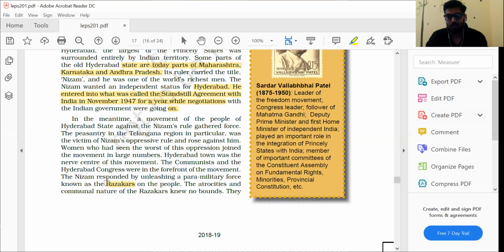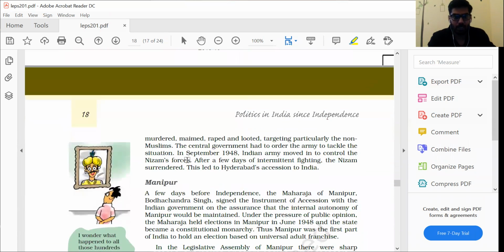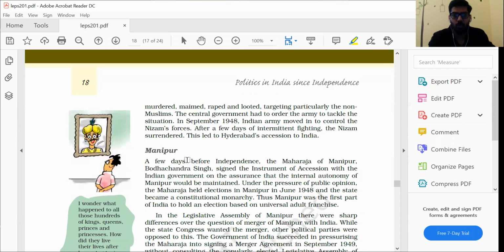Now, these Razakars started killing people, raping women, especially Hindus, because they said that we want to be a part of India. And he's like, no. And there was a standstill agreement, which means India could not intervene for 1 year. So imagine what the Razakars would have done for a year in Hyderabad. The atrocities and criminality of the Razakars knew no bounds. They murdered, maimed, raped, and looted, targeting particularly the non-Muslims.